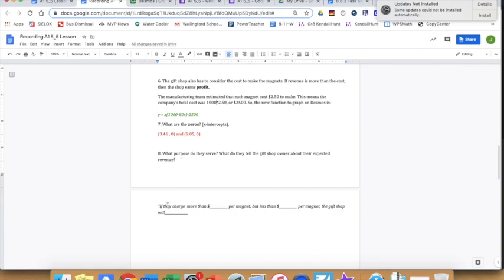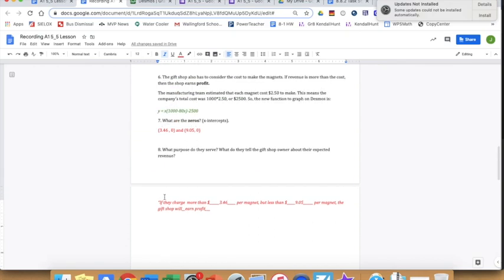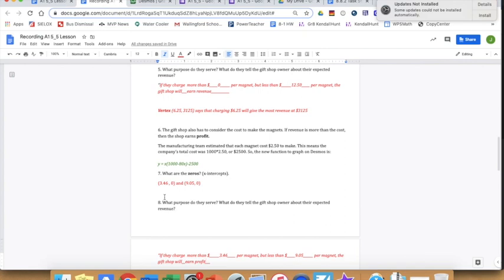And what purpose do they serve? Again, it's a very similar question, but notice it's a more useful one. If they charge more than $3.46 per magnet, but less than $9.05 per magnet, the gift shop will earn profit. Okay, they will earn money. Okay? So that's really the goal with that. Really wanting to make sure we're seeing where the vertex is on the graph, where the zeros are, and being able to tell you, why do I care about those points? What do they tell you?